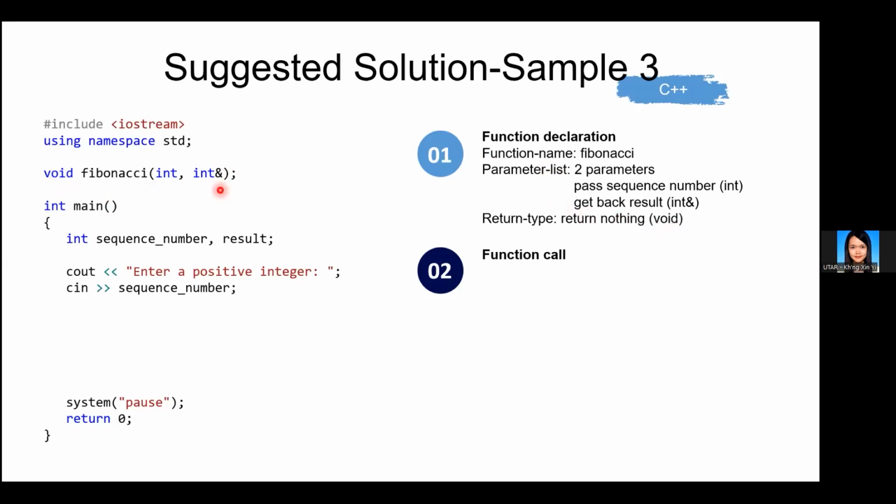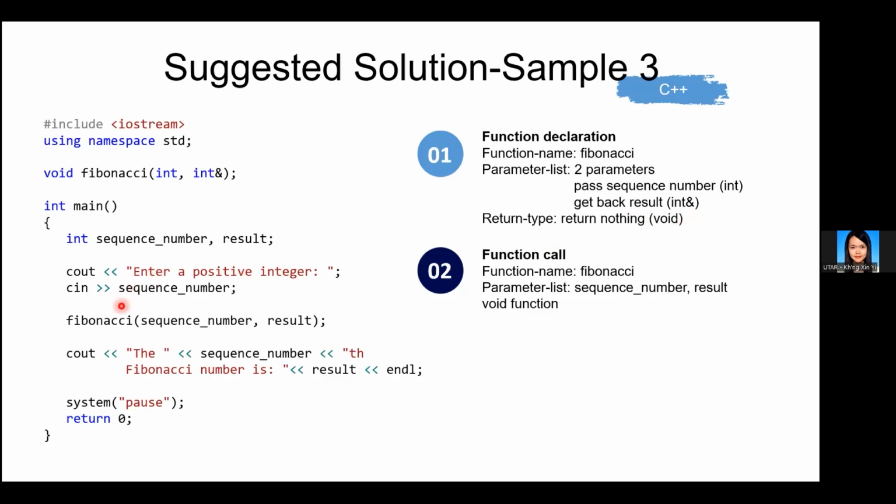Then we will proceed to the function call. Inside the main function, we are going to do the function call. The first part, we get the sequence number from the user. And then the next part, how can we call the function? Since this is a void function, we just need to call the function directly, right? We just have to include the function name, Fibonacci here, and then put in the parameters that we are going to pass down to the function.